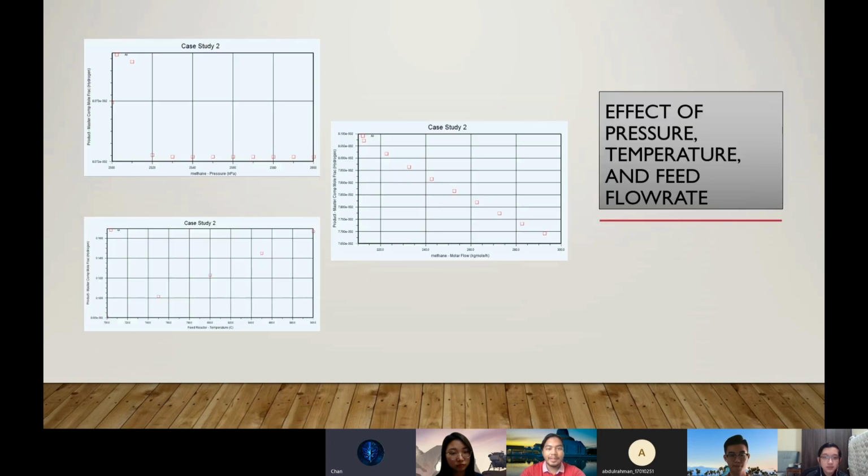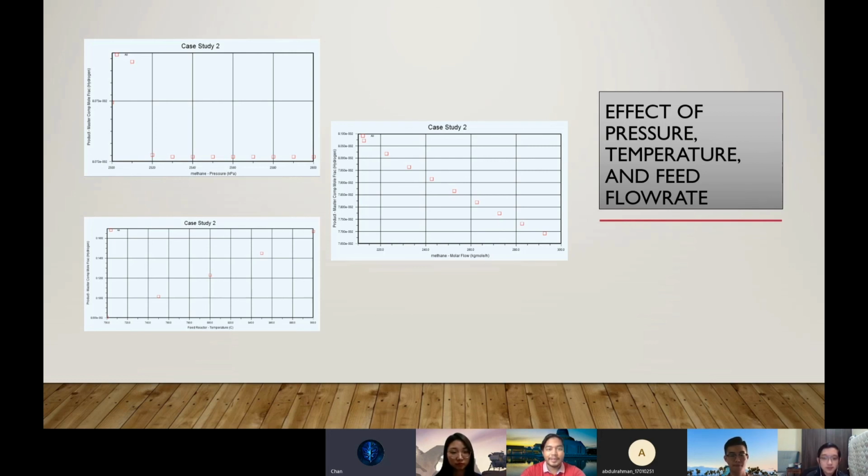Lastly is the effect of pressure, temperature, and feed flow rate. For this, we use the Aspen HYSYS case studies function to observe the effect of the pressure, temperature, and feed flow rate. For the pressure, as the pressure increases, the hydrogen product is constant. For the temperature, as the temperature increases, the hydrogen product also increases. And lastly, if the molar flow rate of the methane increases, the product will decrease.